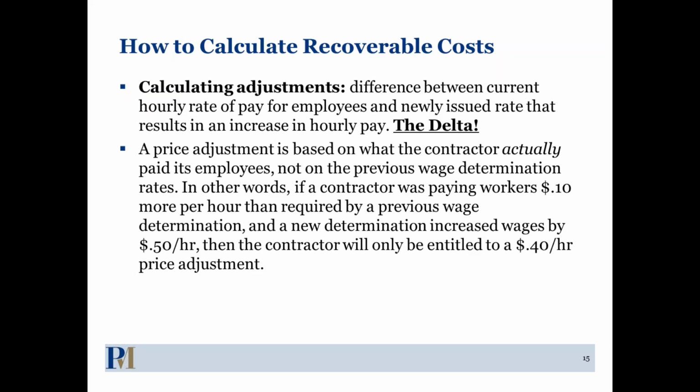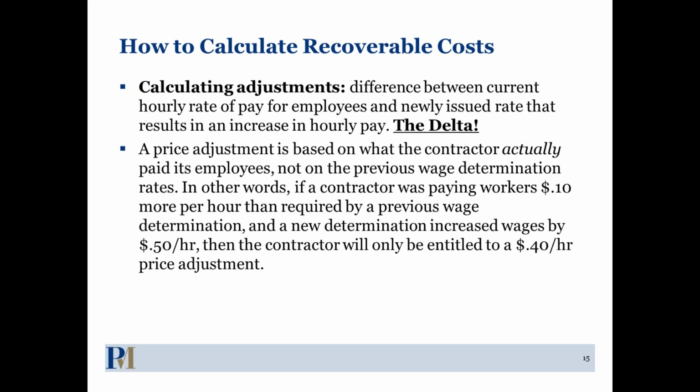How do you calculate these recoverable costs? We're always looking at this lovely thing I like to call the delta. And if you're math whizzes, you might remember the delta from math. It's basically the difference, right? That's the short form of what the difference is. So under the price adjustments clause, your price adjustment is based on actual payments to employees, not based on the previous wage determination rates. So you have to look at what wage rate or what H&W rate you are actually paying employees, and then what's the difference between that and what the wage determination now requires?